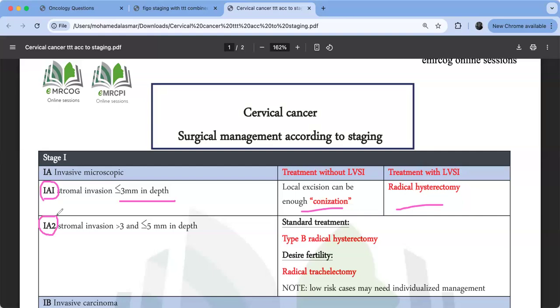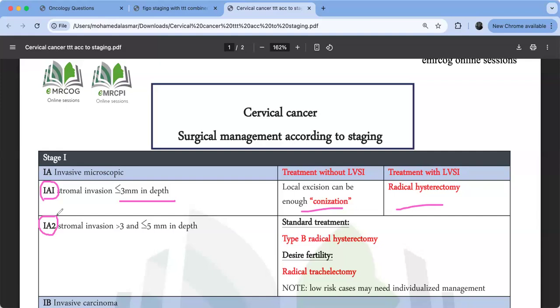So how about the woman who wants to continue the family? Is there any action for her? Yes. For 1A2, I have an action. You know what is the action I can offer her? Radical trachelectomy, right? Sometimes in some centers in low-risk individuals, they can accept conization with a safety margin for 1A1, for 1A2.